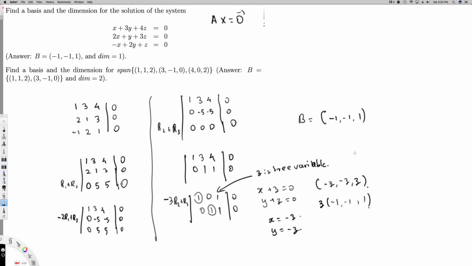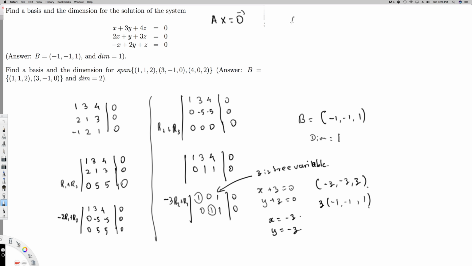So the dimension depends on the free variable. If you have one free variable, the dimension is going to be 1. In this case we only have one free variable, therefore this is dimension 1. So that's the answer for this question. And let's move to the second question. They are asking: find the basis and the dimension for the span of 1 1 2, 3 minus 1 0, 4 0 2.